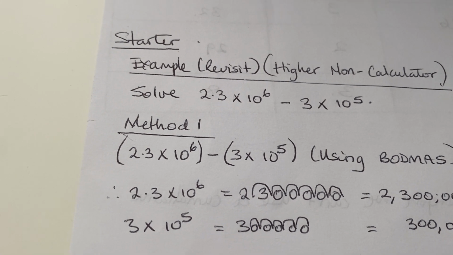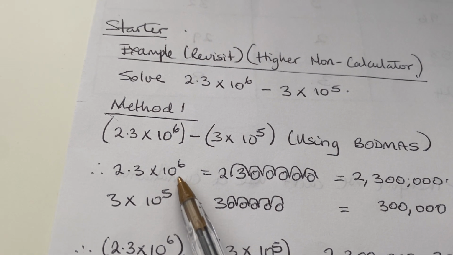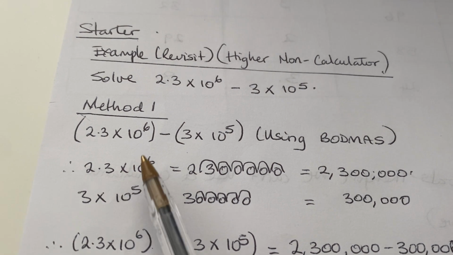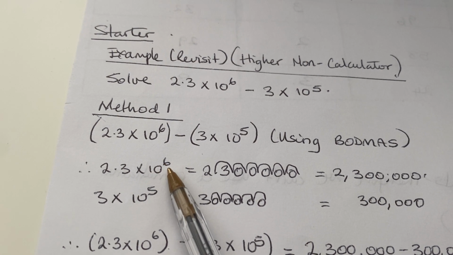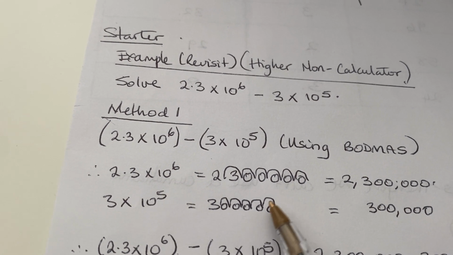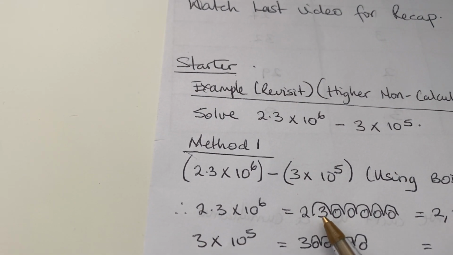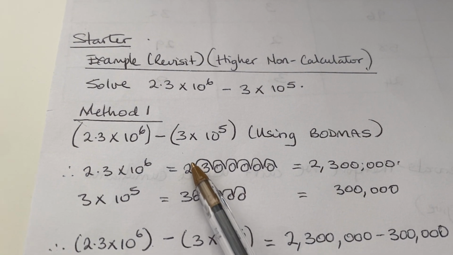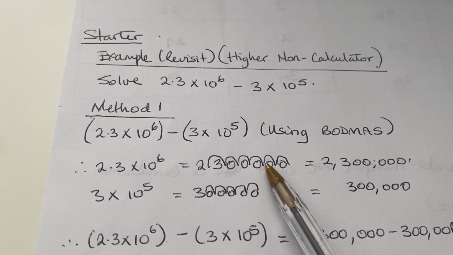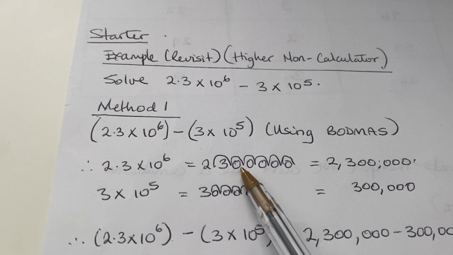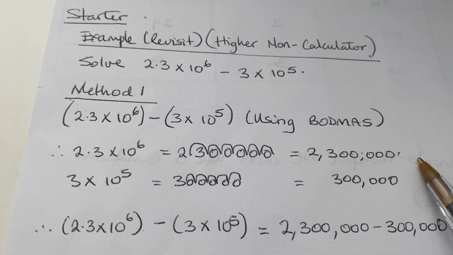Now look at it carefully again. The first one we did, I showed you 10 to the power 6. We've done a video on this. Because the 6 is positive, you move the decimal 6 times to the right. So the decimal is here, and we count 1, 2, 3, 4, 5, 6. If I put all the zeros in there, I have 2.3 million.